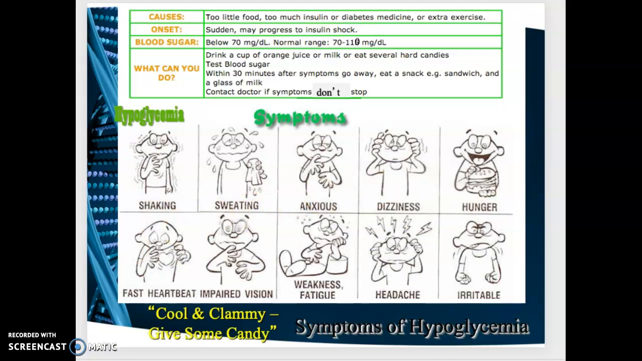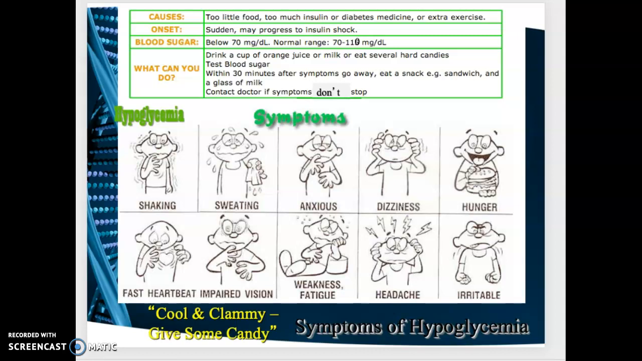Okay, and this is just a recap of some of the signs and symptoms of hypoglycemia. It talks about on the top there, it can be caused by not enough food, too much insulin, or too much exercise. Usually the onset is sudden, and like we said, the blood sugar is going to be less than 70 or less than 60. And what can we do? Like it says there, we need to give them some kind of sugar to raise their blood sugar levels because it's getting pretty low there.